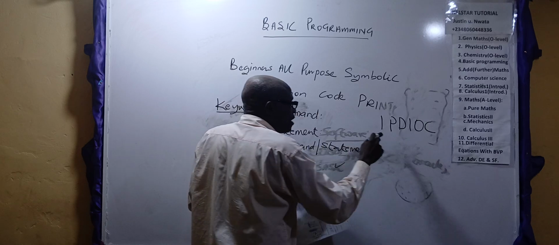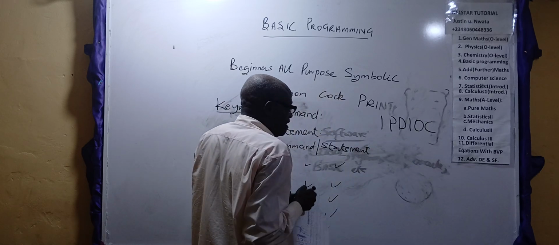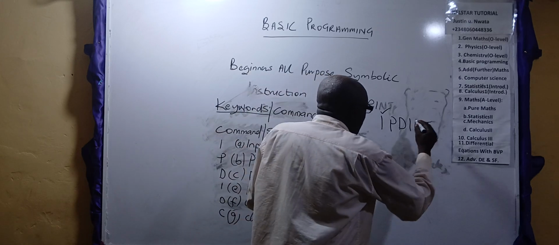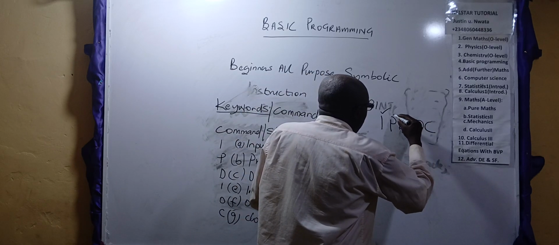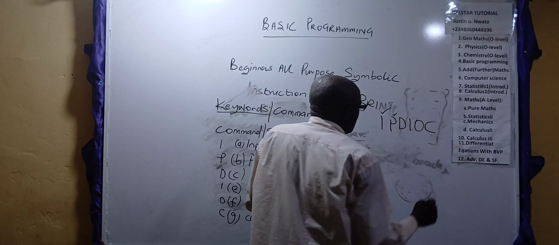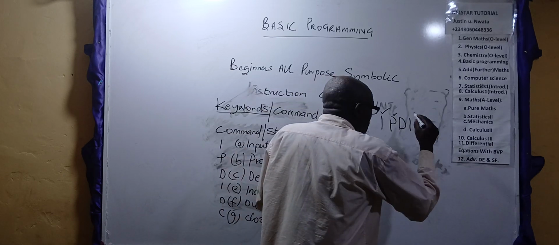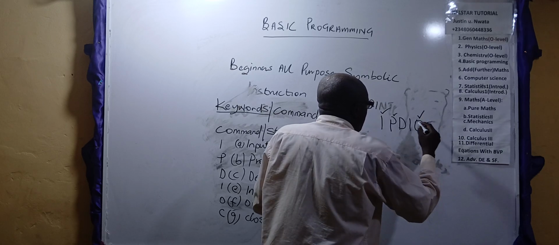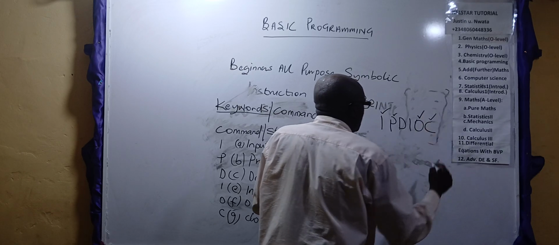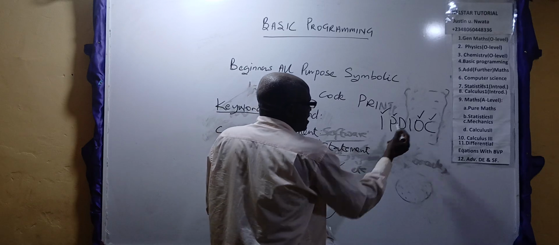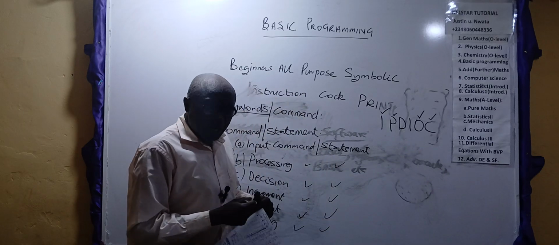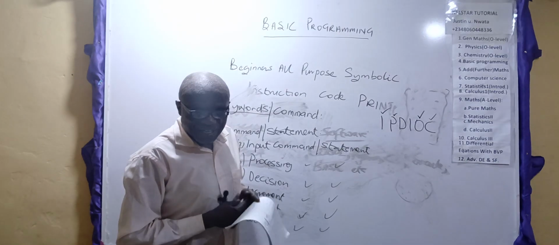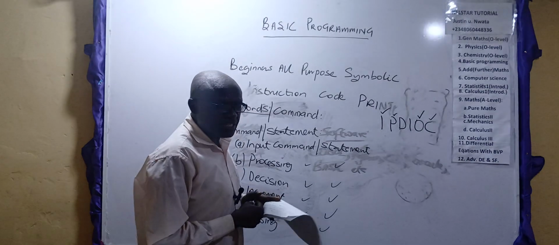Get me right. It doesn't mean that all these things must be there, but compulsorily, input must be there. On most occasions, processing must be there. Compulsorily, output must be there. And compulsorily, closing must be there. These ones, decision and increment, are optional. It depends on the type of program, whether it involves decision or whether it involves increment. It varies. But the input is always there.